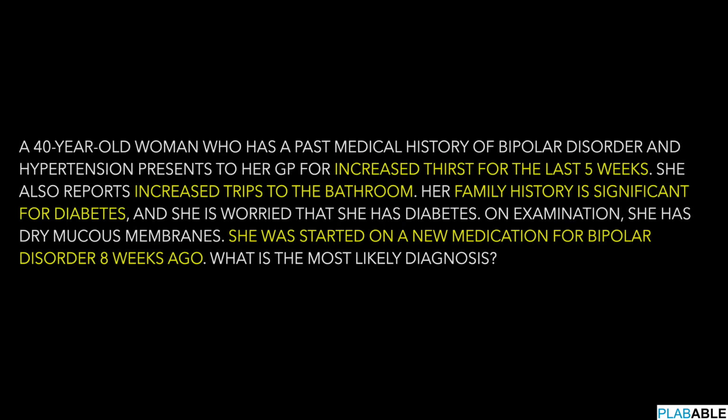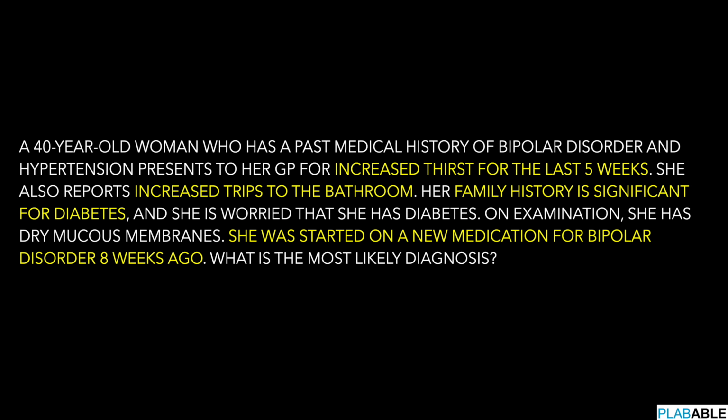So our first case is a 40-year-old woman who comes to you with complaints of increased thirst for the last 5 weeks and increased trips to the bathroom. She has bipolar disorder and hypertension, and her family history is significant for diabetes, and she is so worried that she has diabetes. On further questioning, you find out that her bipolar disorder medication was recently changed a few weeks back. So, what's the most likely cause for her symptoms?